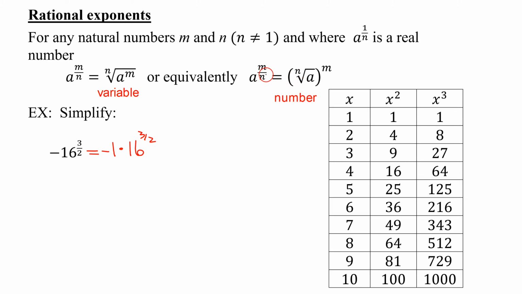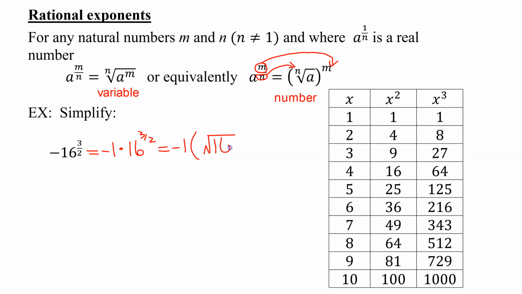And notice the denominator of my fractional exponent becomes the index of the radical. The numerator of my fractional exponent becomes the power to which I raise that radical. So I'm going to use that method for my example here. So I'm going to have negative 1 times, and now I need to have my radical. So I'm going to have a radical sign.